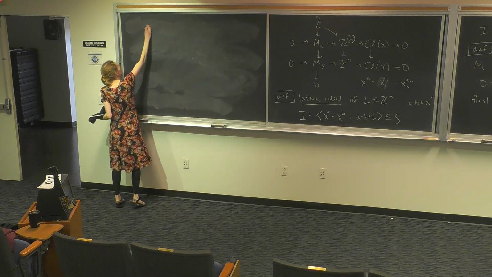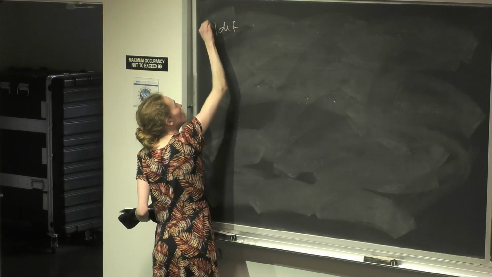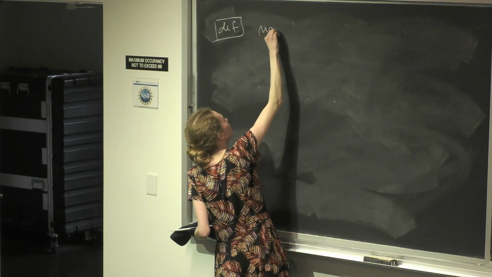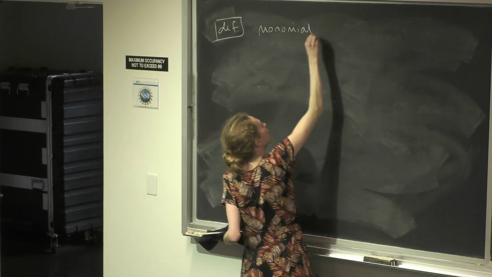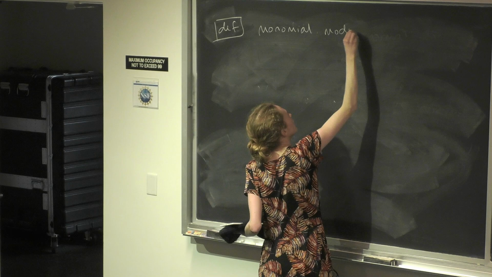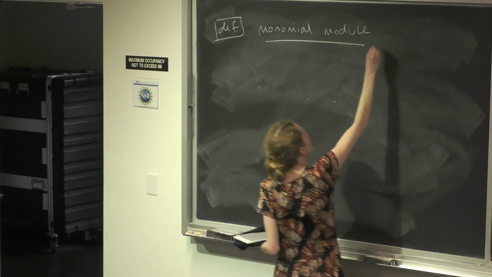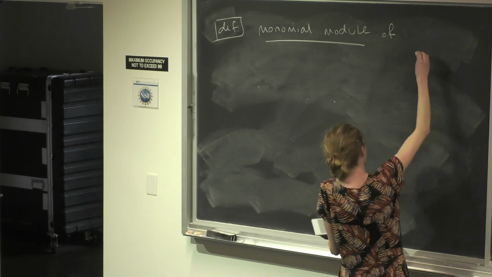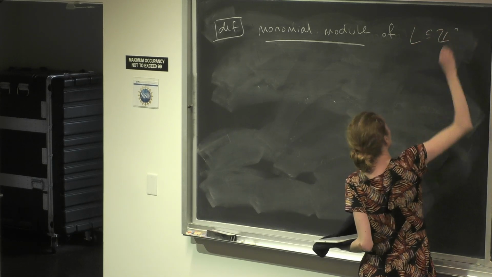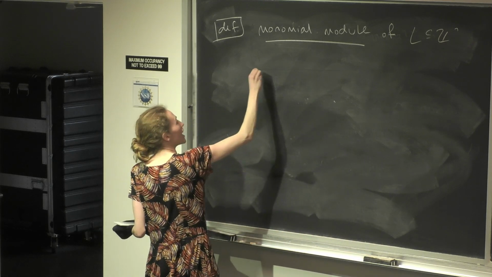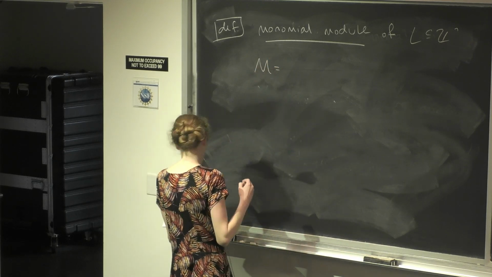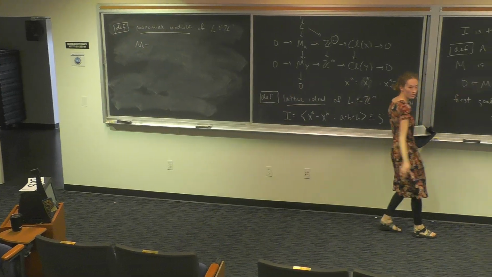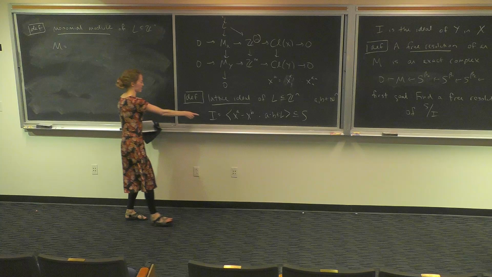OK, so the monomial module of L is defined to be the module, and I'm just going to use M for it. Before, this was a generic module. Like you can do this for any module, but I'm going to just fix M to be this module, just like I'm fixing I.